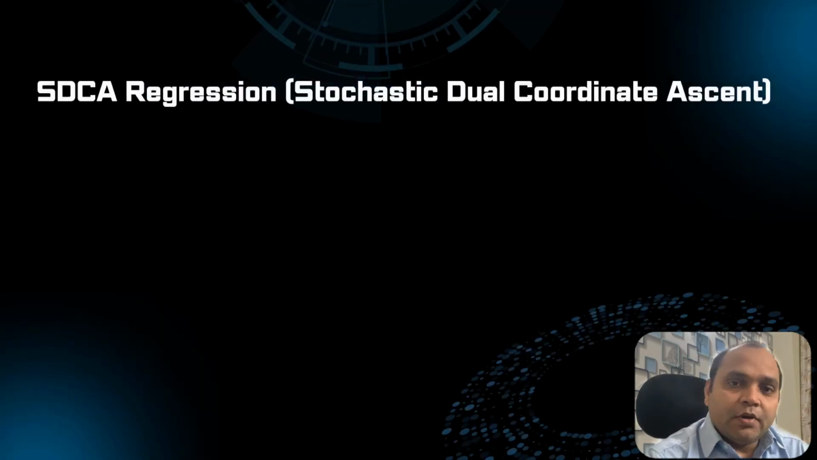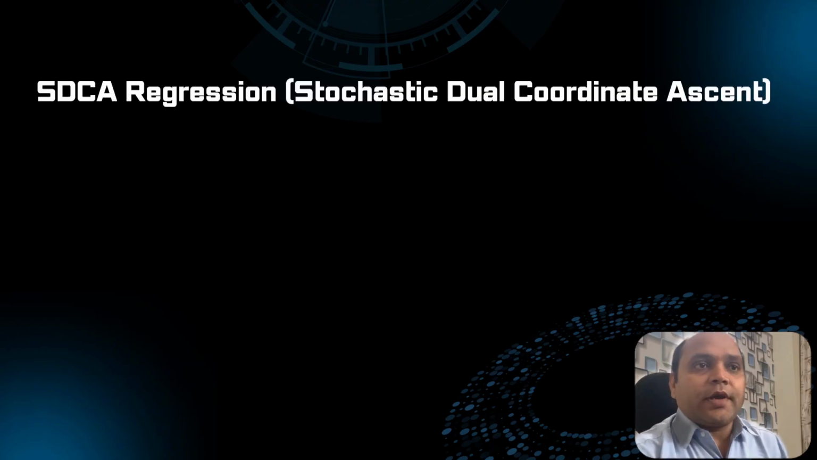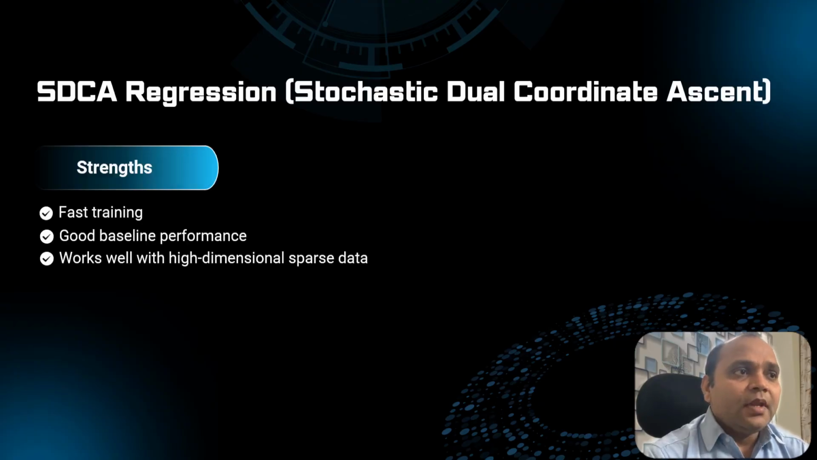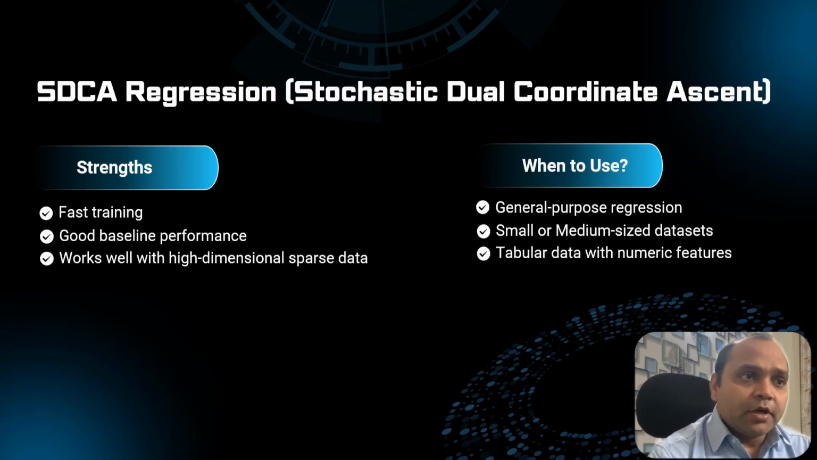SDCA, as you are already aware, is stochastic dual coordinate ascent. This is a very simple, fast regression trainer which is supported by ML.NET, which you already use. The strength of this trainer is its fast training and good baseline performance, because since the beginning we started with SDCA only. This works best for the baseline and works well with high dimensional sparse data. This is the strength of this model.